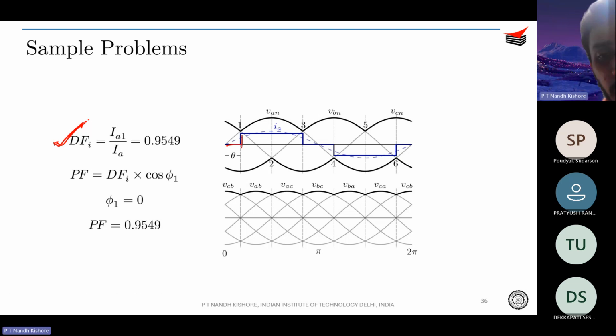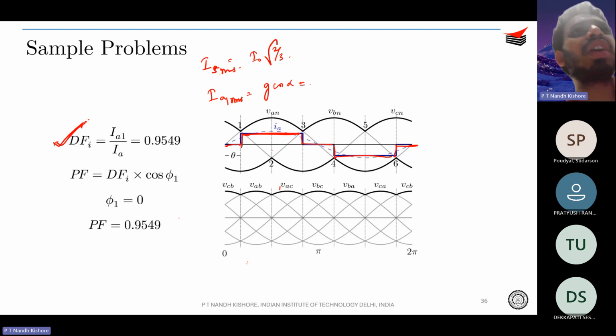So you see over here, right? So this will be your input RMS current, right? The input RMS current will be I0 into, this is on for 2/3 of the period, right? I0 into root of 2 by 3. Okay. And your IA1 RMS, right? We saw it was G cos alpha, right? If I'm not wrong, so just a second.